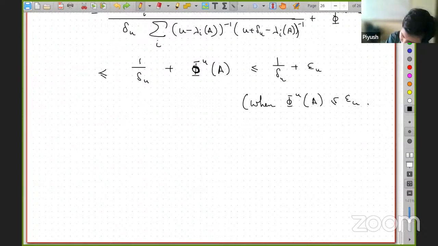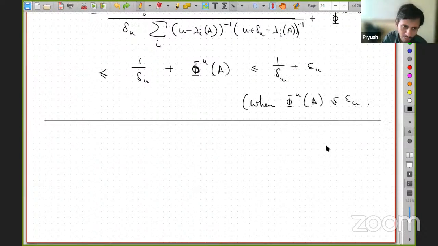Okay. What about the lower barrier? It's a similar kind of calculation.